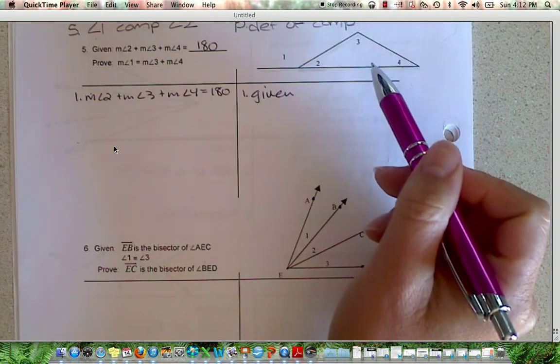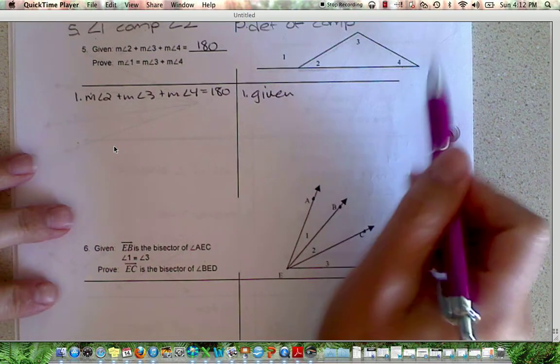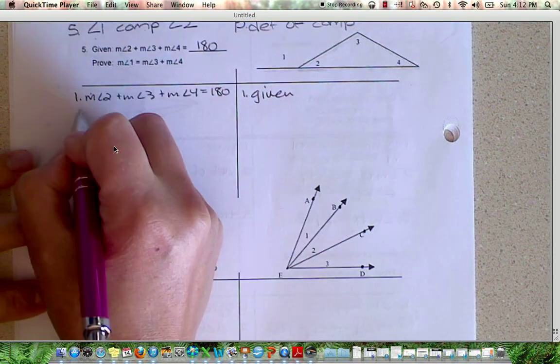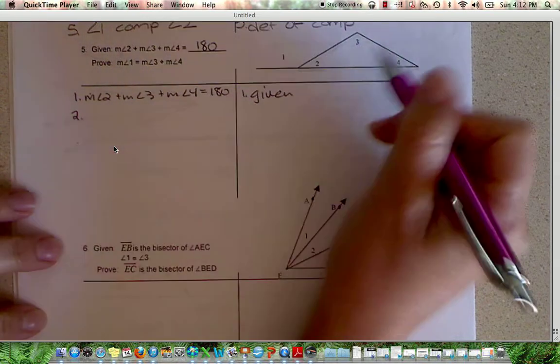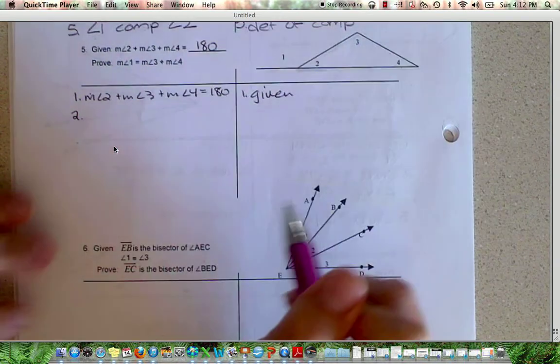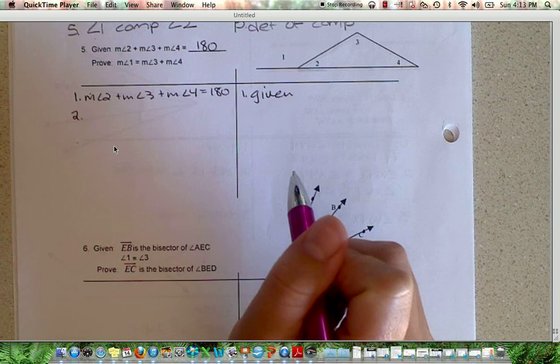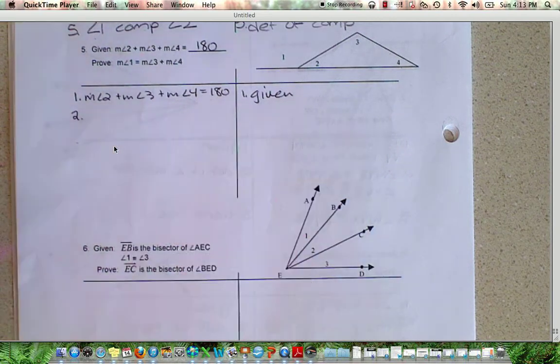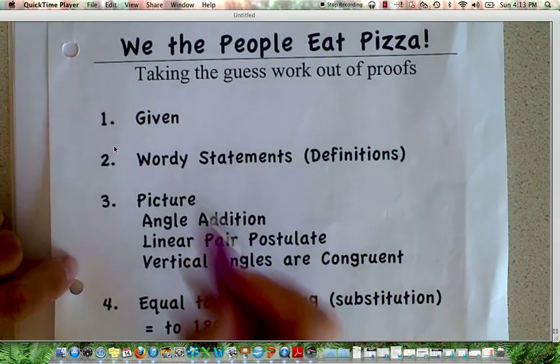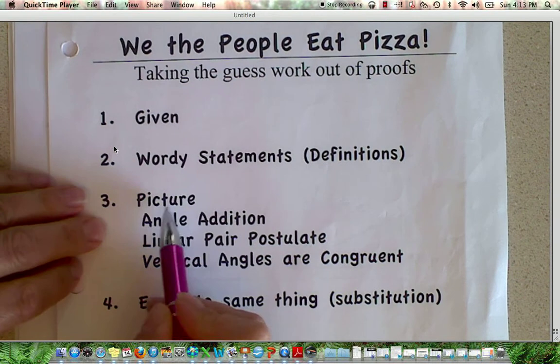It's understood to be the sum of 180. And we want to prove that 1 equals 3 plus 4. And so we're kind of stuck. We don't have any wordy statements. And if we're working through We the People Eat Pizza, we put the given in. We have no wordy statements. We want to go to the picture.